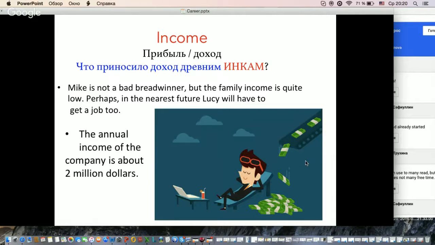Income. Income означает прибыль или доход. Что приносило доход древним income? So Mike is not a bad breadwinner, but the family income is quite low. Perhaps in the nearest future, Lucy will have to get a job too. Итак, Майк неплохой добытчик, но доход семьи не совсем высокий. Поэтому, возможно, в ближайшем будущем Люси тоже придется найти или получить работу. The annual income of the company is about $2 million. Ежегодный доход компании составляет около $2 миллионов.